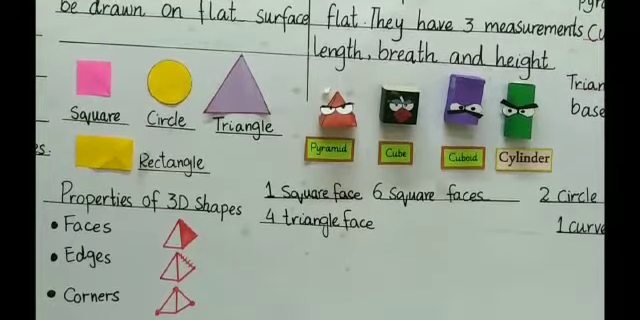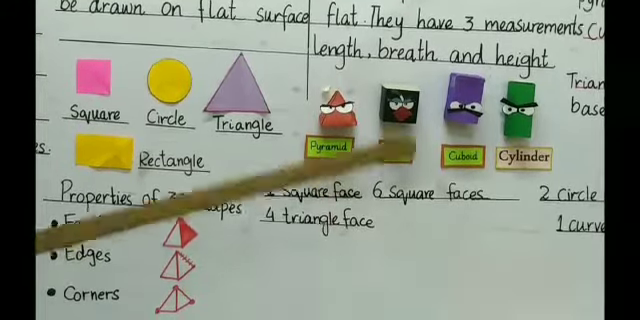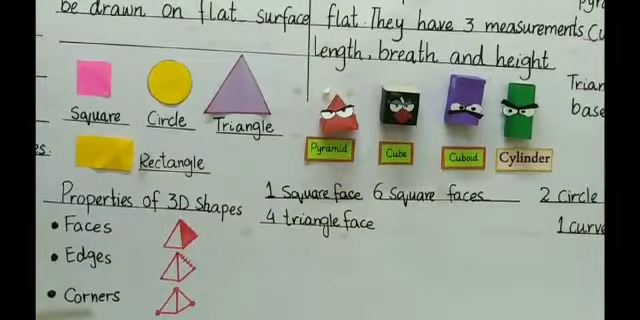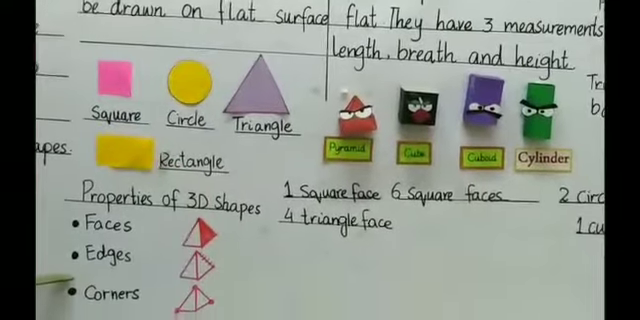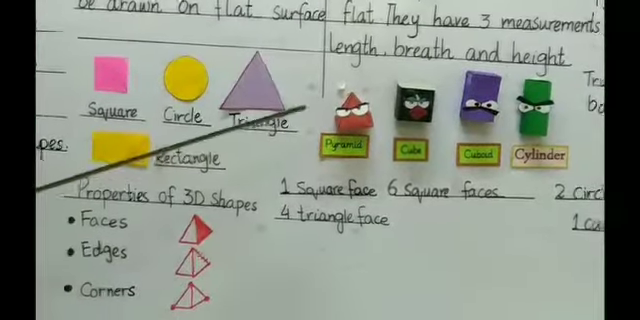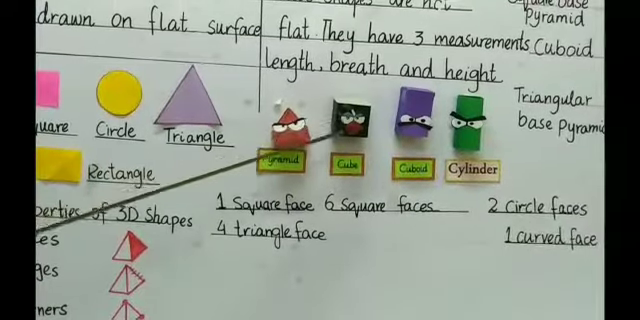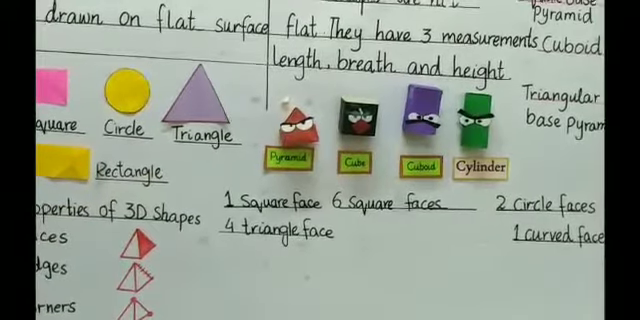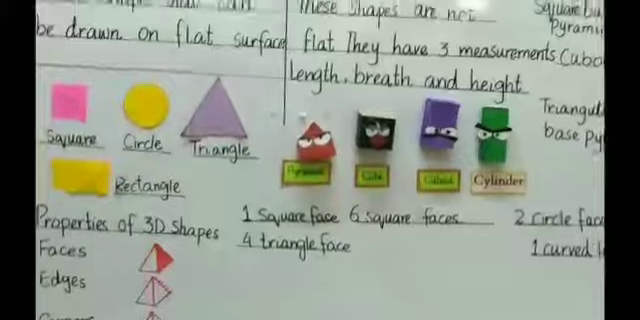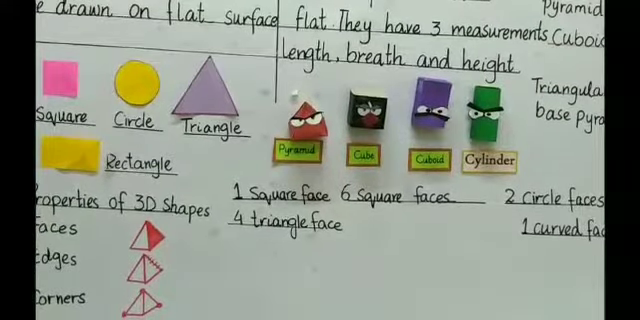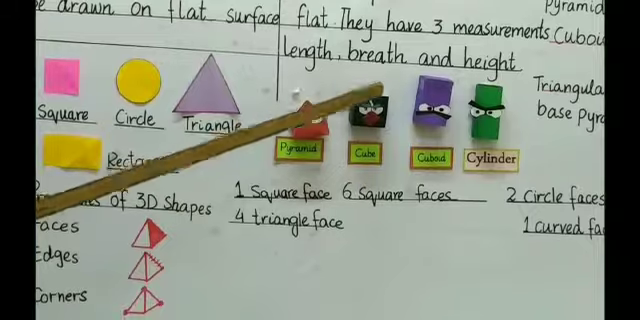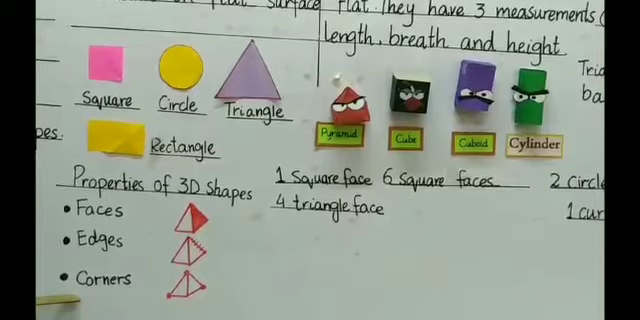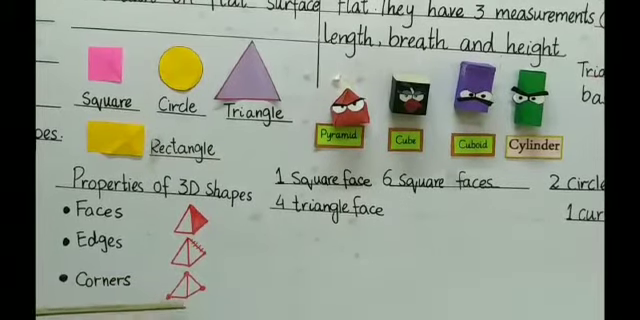Dear students, look at this cylinder. A cylinder has 2 circle faces and 1 curved face. Let's come to the edges. What are the edges? An edge is where 2 faces meet. As you can see here in the cuboid and cube, this is an edge. And corners. A vertex is a corner where edges meet.